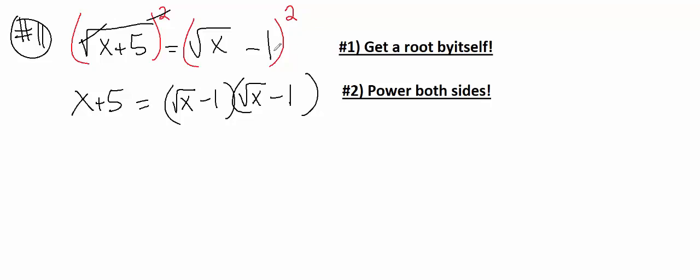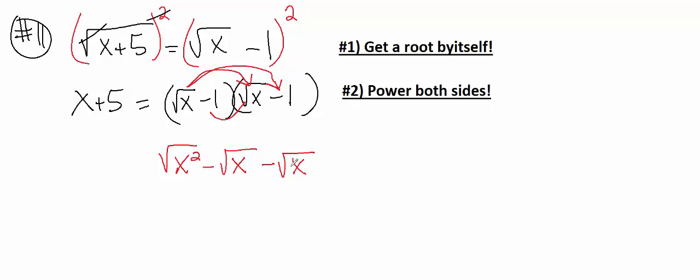So this might be the hardest part here because we're going to go root x times root x. That's root x squared. And root x times a negative 1, that's negative root x. And then negative 1 times root x, that's negative root x. And then negative 1 times negative 1 is positive 1.